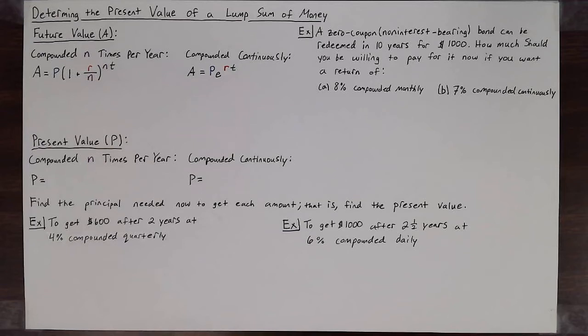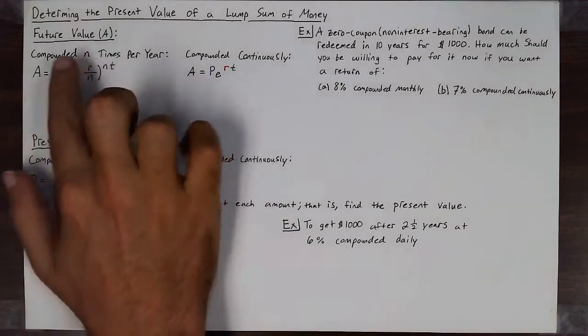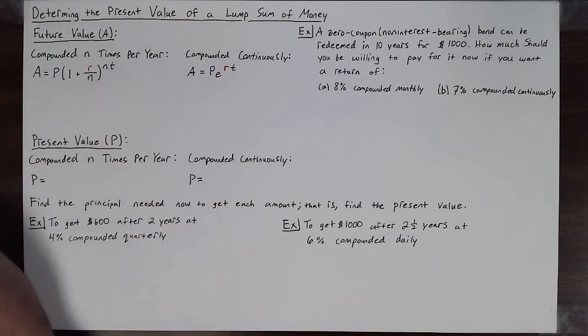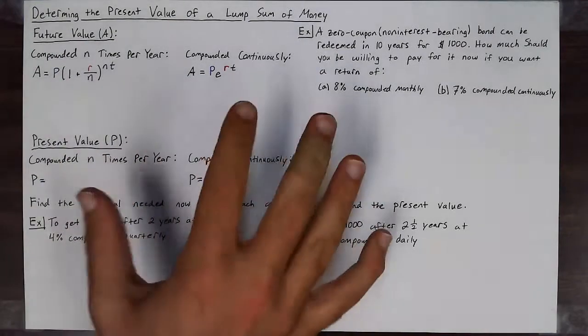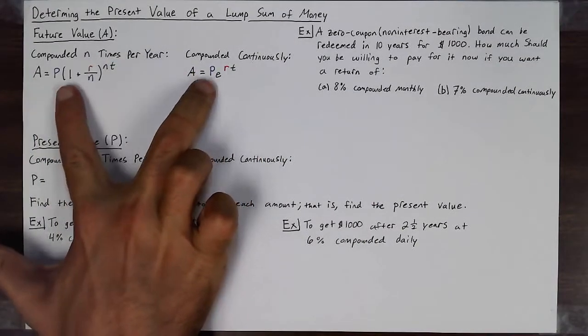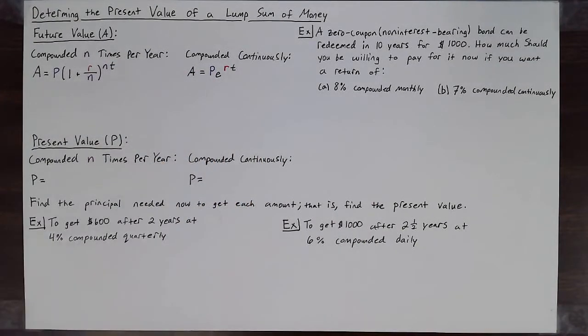In this video, we're going to learn how to determine the present value of a lump sum of money. In a previous lesson, we learned how to calculate the future value of a lump sum of money, but now let's say you know the future value, which is A here, and you want to find the present value. Well, all you need to do is solve for P.